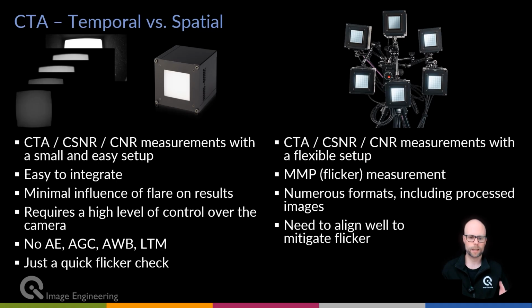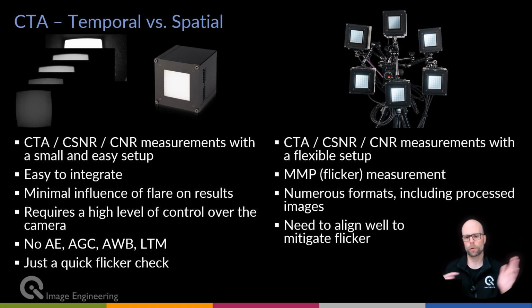But it requires a high level of control over the camera. This works if you can set the exposure and freeze the exposure. So no auto exposure, no auto gain control, auto white balance, or local tone mapping. That is not allowed if you do the temporal recording. And for flicker, you can just do a quick check, because a complete flicker test with this setup would take far, far longer.